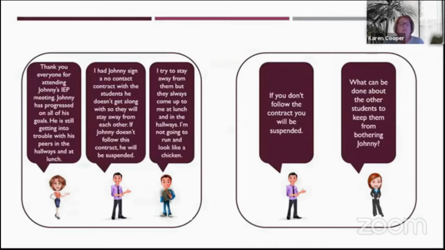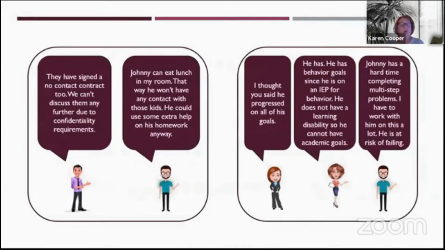And Johnny indicates that he tries to, but they keep coming up to him at lunch and in the hallways, and he's not going to run and look like a chicken. And the response is, if you don't follow it, you're going to be suspended. So mom says, what can be done about the other kids who keep bothering Johnny? And basically the principal responds that they've signed the contract too, and we can't talk about it because of confidentiality.